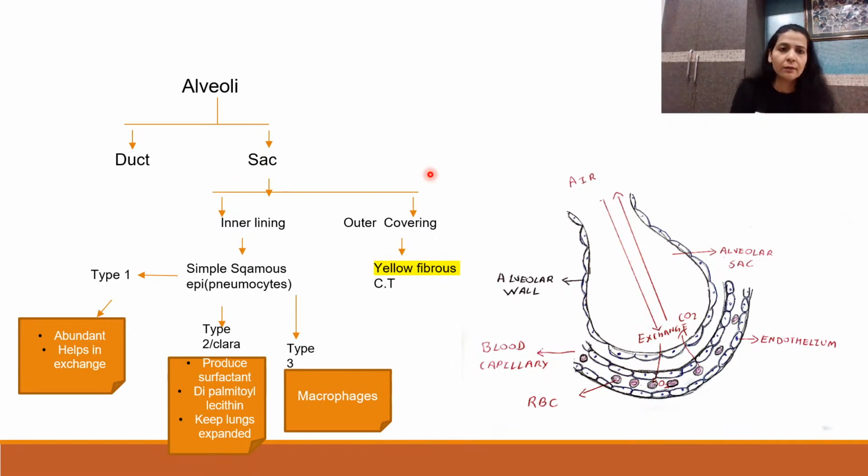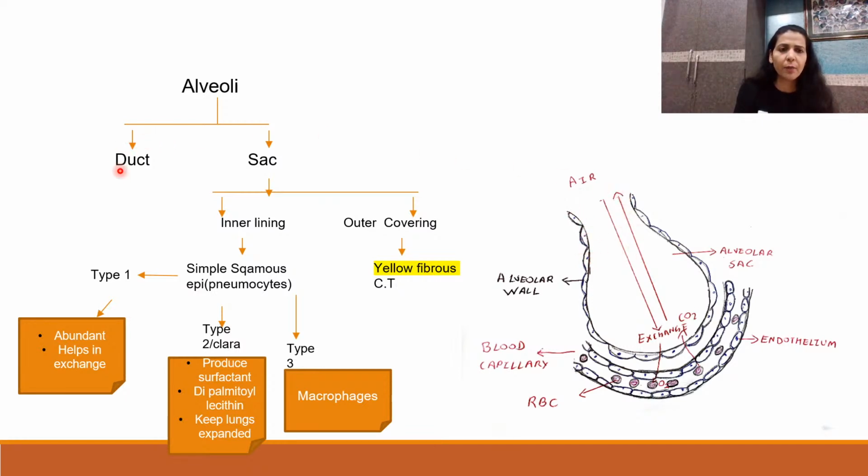Now let us learn about the alveoli. Alveoli, that's the last part. It is the part which is responsible for the gaseous exchange. So the final exchange of oxygen and carbon dioxide takes place at the level of alveoli. Alveoli, as you can see, is sac-like. Can you see this part? It's sac-like, and just above the sac-like region, there is a small duct.